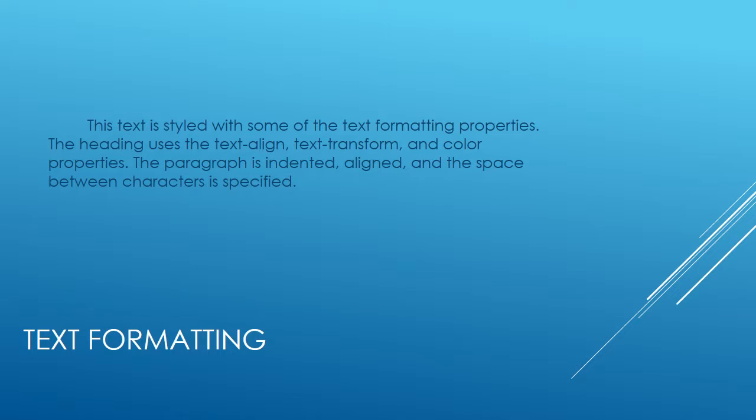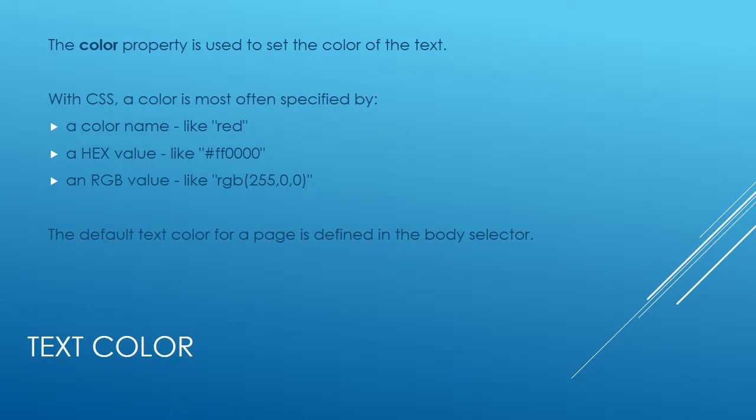This text is styled with some of the text formatting properties. The heading uses the text-align, text-transform, and color properties. The paragraph is indented, aligned, and the space between characters is specified. The color property is used to set the color of the text.